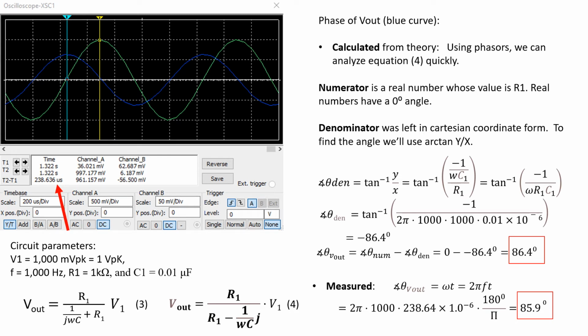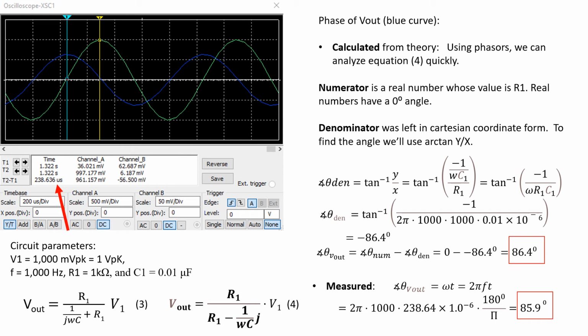Now, we can compare our theoretical value to the value measured by our oscilloscope. The scope provides us time data. We'll have to convert time into a phase angle using the formula omega times t, or 2 pi times the frequency times t, to convert into angle data given in radians. The time used here is the difference between the time cursors given in our scope data as t1 minus t2. The value is approximately 238.6 microseconds and is highlighted by the red arrow on the left-hand side of the slide.